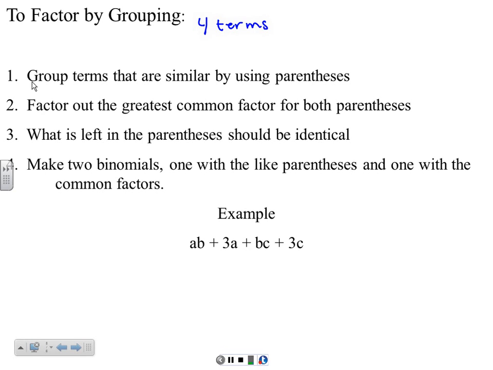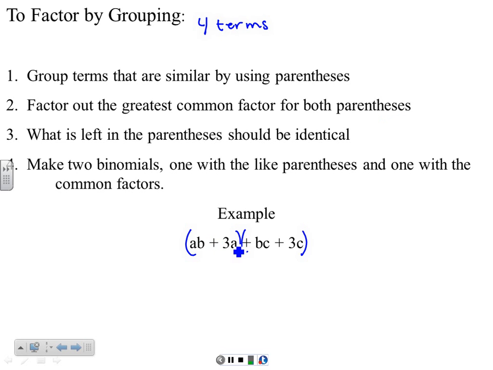Step number 1 says to group terms that are similar by using parentheses. I rarely will rearrange these. So what I tend to do for step number 1 is I just group the first 2 together and group the last 2 together. And notice I included this sign with this second group, and there is a reason for that. Step number 2, factor out the greatest common factor for both parentheses. So we know how to do that. That was our first technique.